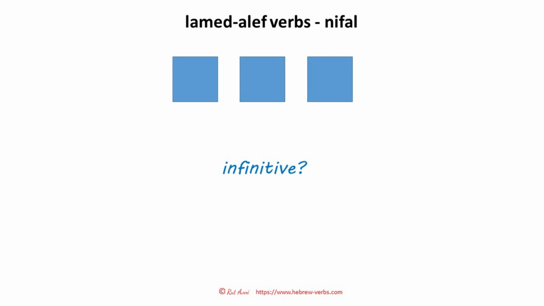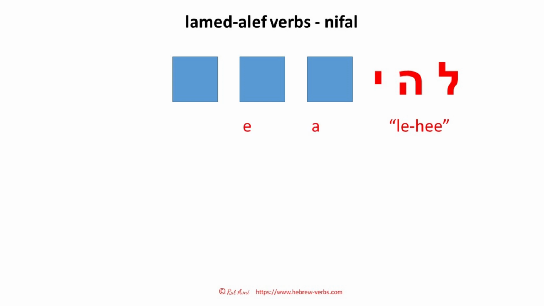But first, question, how do you make an infinitive in Nifal? Lamed Hey Yud in front. And then the root stays together. Okay, and what are the vowels? First, you have here always this prefix lehi, and then it is a, e. For example, lehikanes.